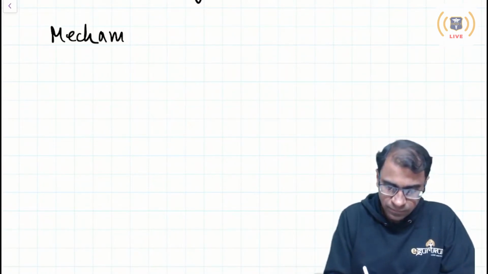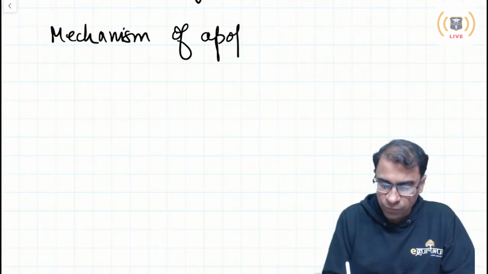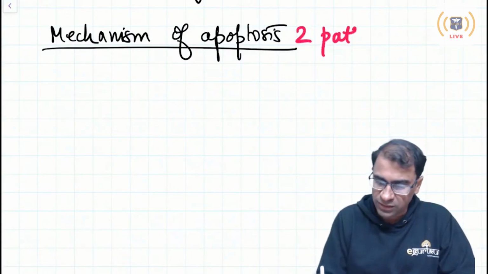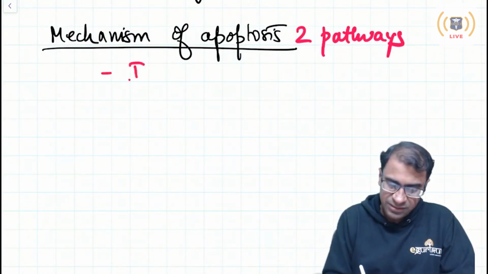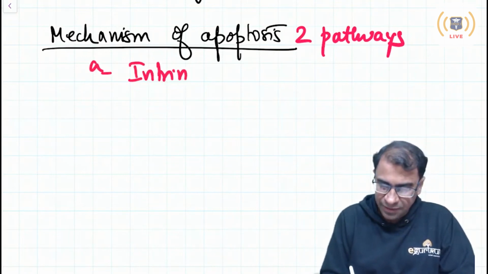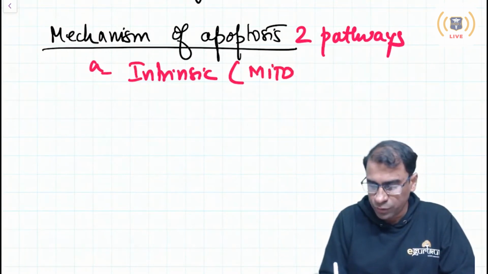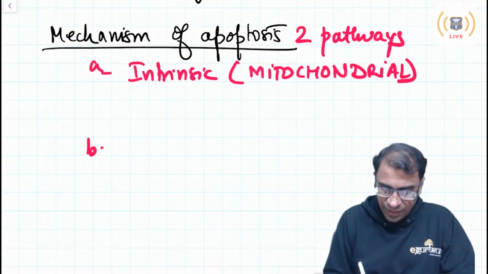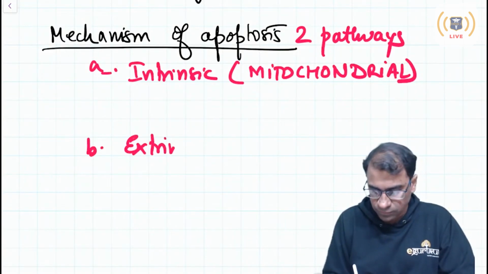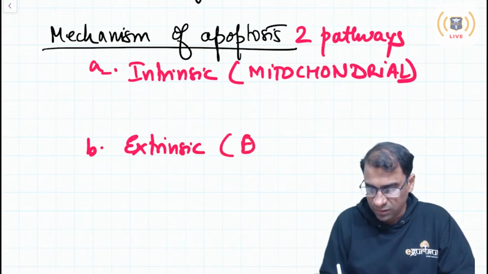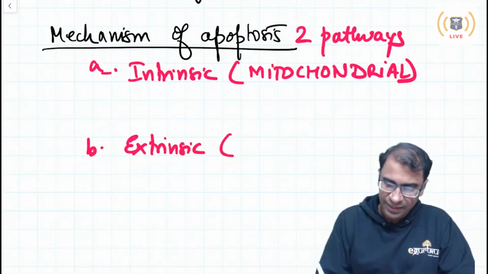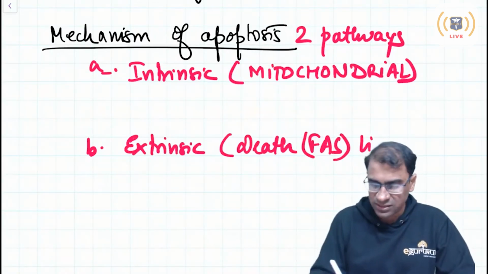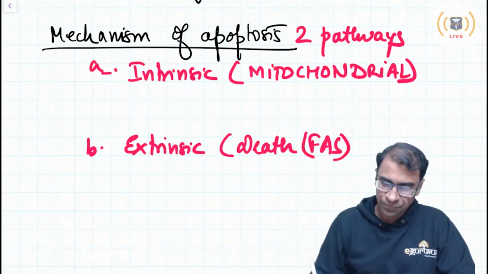Mechanism of apoptosis. There are two pathways that you should all be aware of. One is the intrinsic pathway, also called the mitochondrial pathway. And the other is the extrinsic pathway, also called the death receptor pathway, the death or FAS receptor pathway. I'll talk about this separately also.